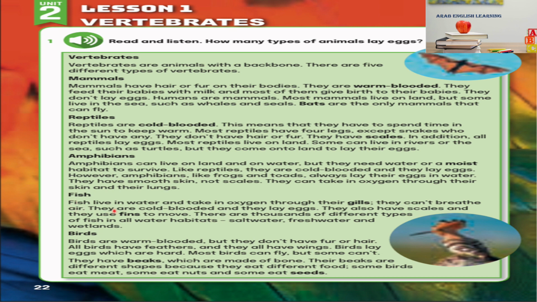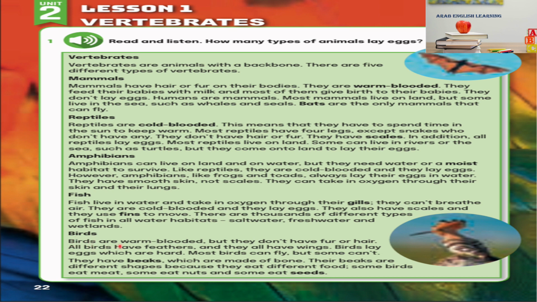Fish. Fish live in water and take in oxygen through their gills. They can't breathe air. They are cold-blooded and they lay eggs. They also have scales and they use fins to move. There are thousands of different types of fish in all water habitats: saltwater, freshwater, and wetlands.